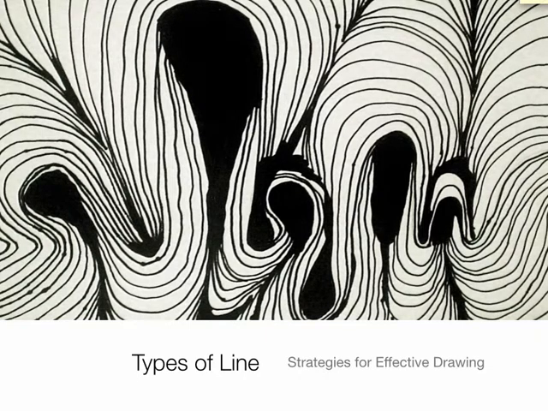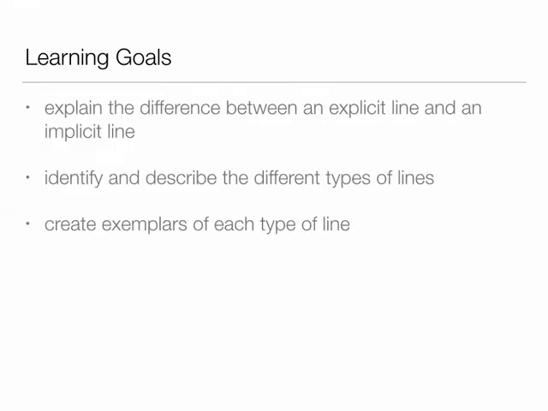Today we're going to be exploring different types of line because they are good strategies for developing effective drawings. Our primary learning goals are to be able to explain the difference between an explicit line and an implicit line, identifying and describing the different types of lines, and you should be able to apply these ideas as you create exemplars of each of these different types.